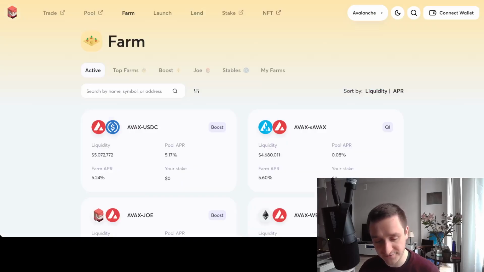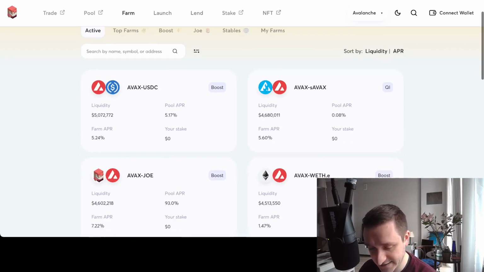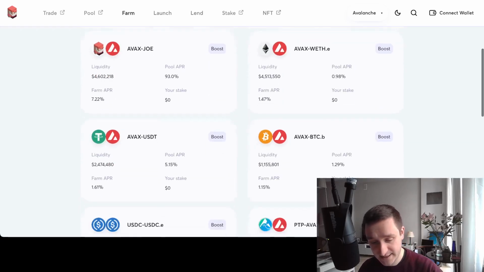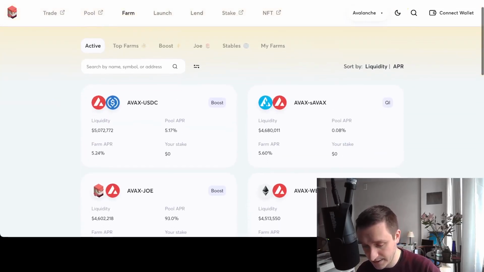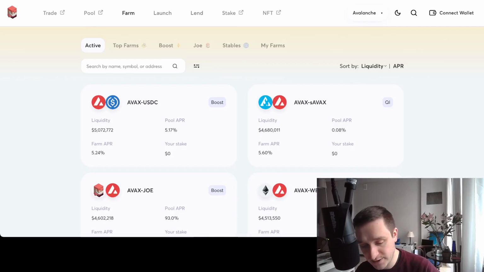So let's start with farming. If you click on top, then you will get into farms. You can see that the top farm being AVAX USDC, APR around 5%, AVAX also 5%, AVAX Joe 7%. So you can see by either their APR or liquidity what the top farms are. Right now, by liquidity, this is AVAX USDC. By APR, you can get the most from AVAX OBX.